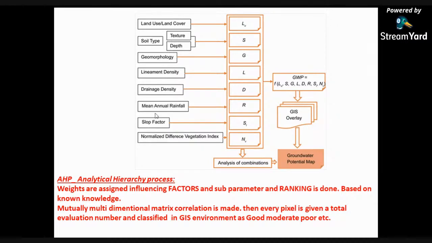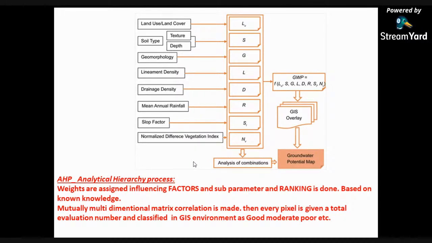Now drainage, slope, rainfall, these controlling factors are to be given a ranking. The factors and parameters are to be ranked by known knowledge, then statistically correlated. Then every area, every pixel is given a mark or ranking based on its weightage. If the fracture lineament is very high in some pixels, they will be ranked very high. If the geomorphology is very favorable, like paleo channels, it will be given a high ranking. If it is a massive and bland area, it will be given a low ranking.